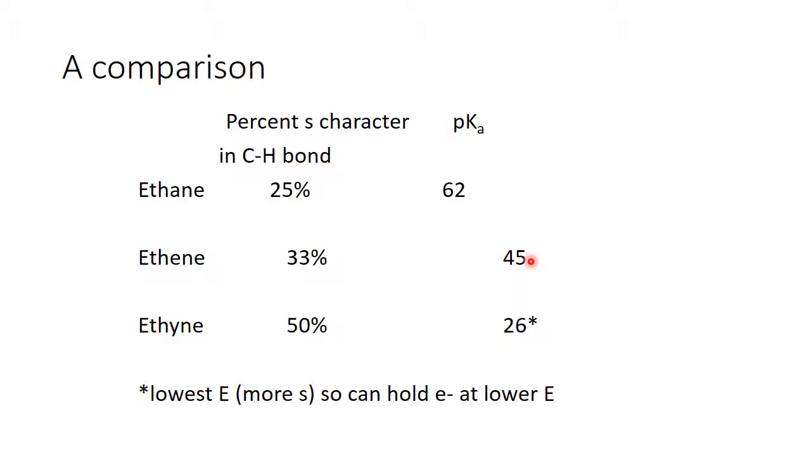The ethene anion has electrons residing in a naked sp2 orbital, and then ethyne has electrons residing in a naked sp orbital. Because this has only 50% p compared to the others which have more p, the energy of those electrons is actually lower. And so it's easier to break the bond because the increase in energy needed to form the anion is nowhere near as large.